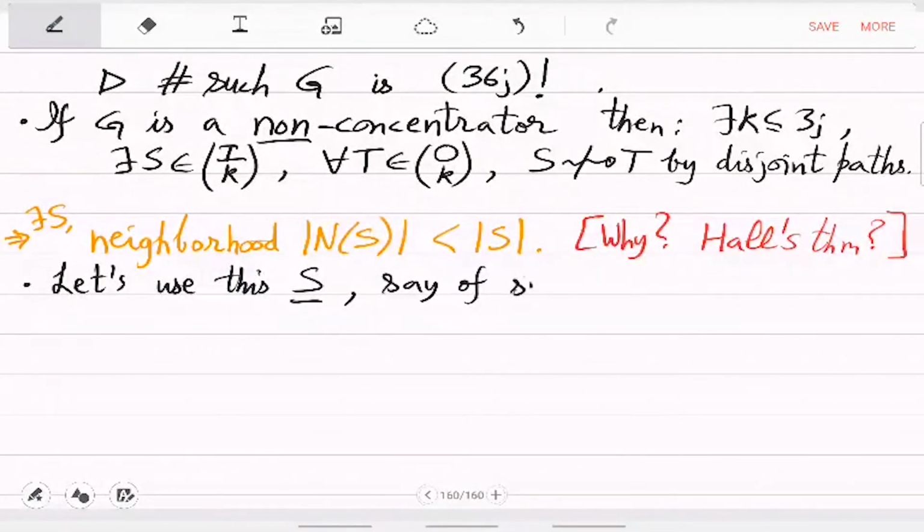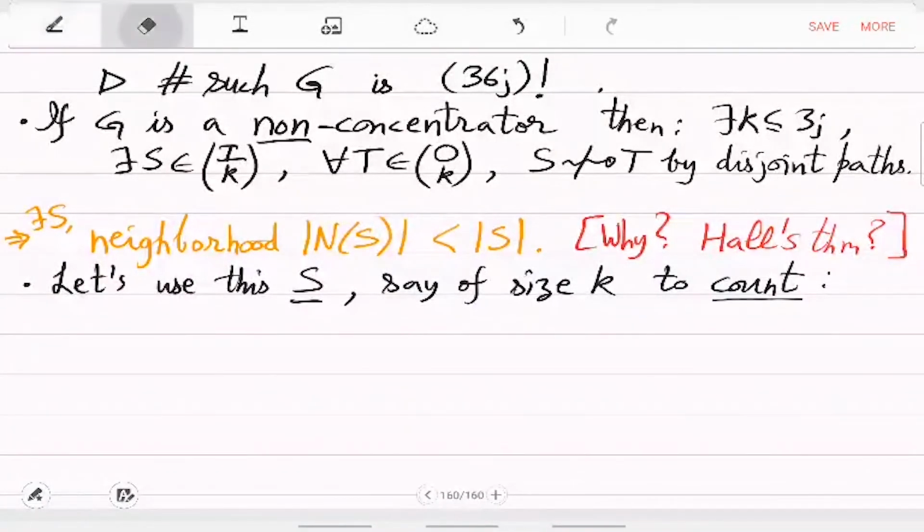Say of size K, to count. So what will we count? We will count the number of non-concentrators. So basically, as you are picking these random edges, what is the chance that you hit a non-concentrator? Is the probability 1? So we'll actually show that the probability is not 1. So let's do that to count non-concentrators.